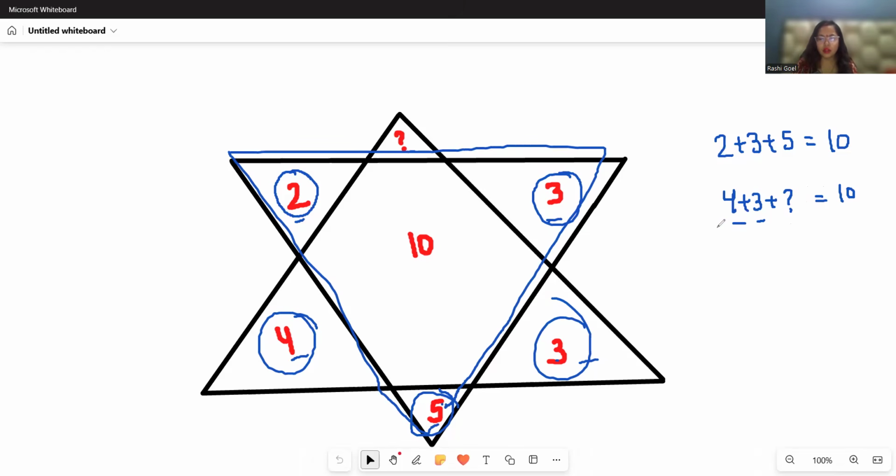what? To get 10, 3. So what replaces this question mark? 3. I hope it's clear and you find it useful.